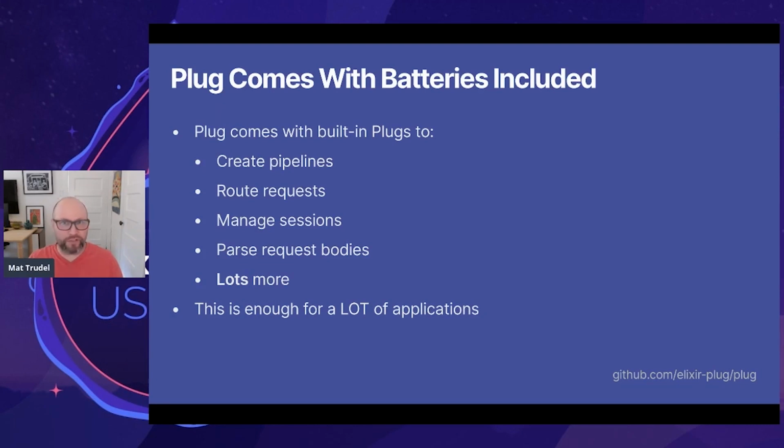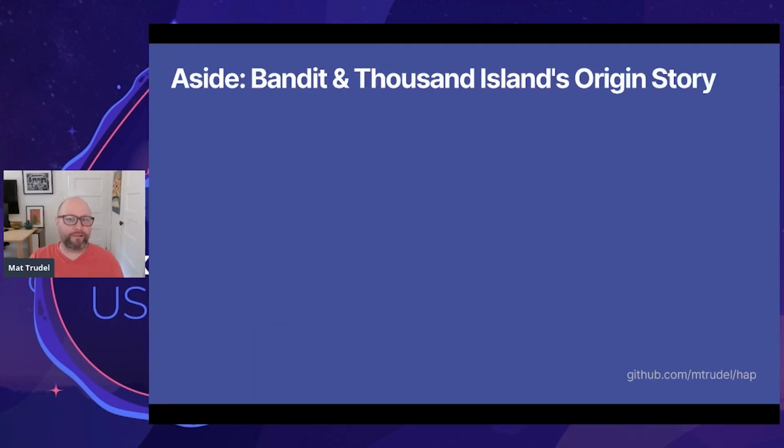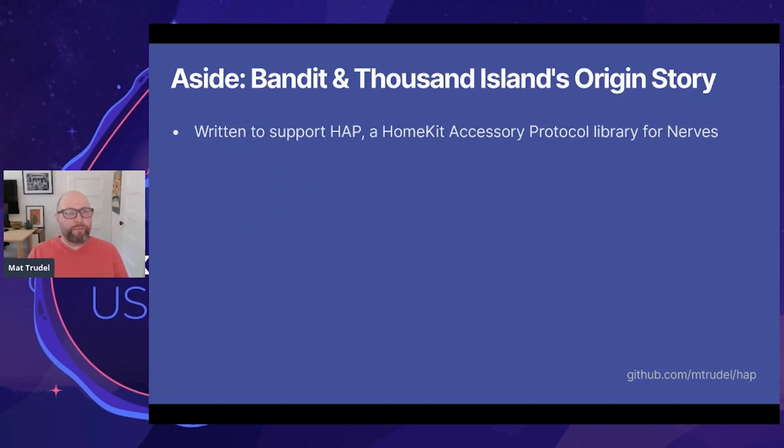In fact, the original project that spurred on the development of Bandit in the first place runs on these basic building blocks to this day. And I'm actually just going to take a quick sidebar to highlight that, as I think it describes some useful tools that you might not be aware of. So Bandit was originally written to support HAP, which is a HomeKit Accessory Protocol library I've written that allows essentially Nerves devices to be controlled from an iOS device and just participate in the HomeKit ecosystem.